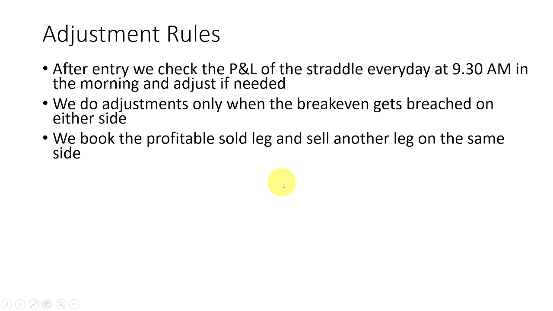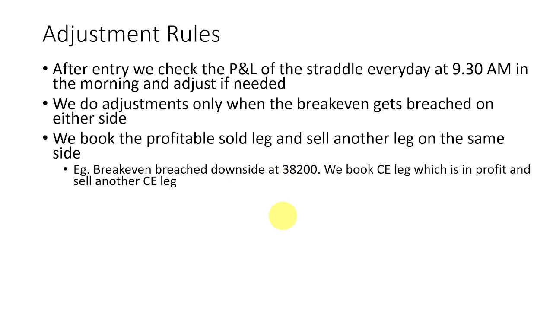So what is the adjustment that we are going to do? We book the profitable sold leg and sell another leg on the same side. Let me give you an example. Say the breakeven is breaching on the downside, say the breakeven is at 38,200. If it gets breached, then as the market is going down, we will be booking profit on the CE side. The CE premium that we sold would have come into the profitable zone. So we book the profit on that CE leg, that is, we buy it back, and we sell another CE leg.